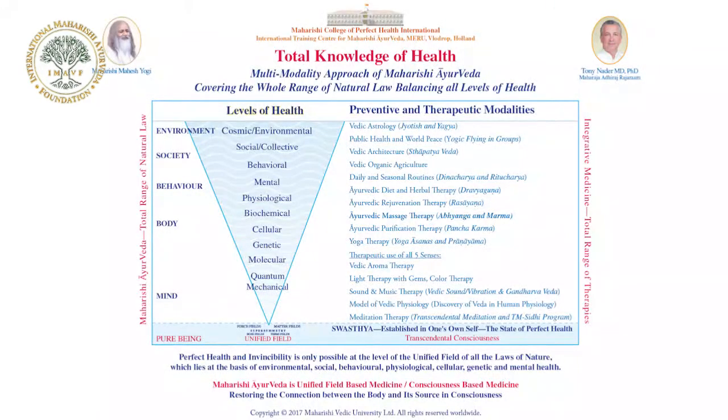Before I give over to Dr. Nadine, I just wanted to show an overview chart of the different approaches in Maharishi Ayurveda. This chart gives an overview of all the different approaches. It's called Total Knowledge of Health, and shows the multimodality approach of Maharishi Ayurveda, covering the whole range of natural law, balancing all levels of health. So on the left side, we have the different levels of health, from the environment to society, behavior, body, mind, and at the basis, pure being, the unified field of all the laws of nature.